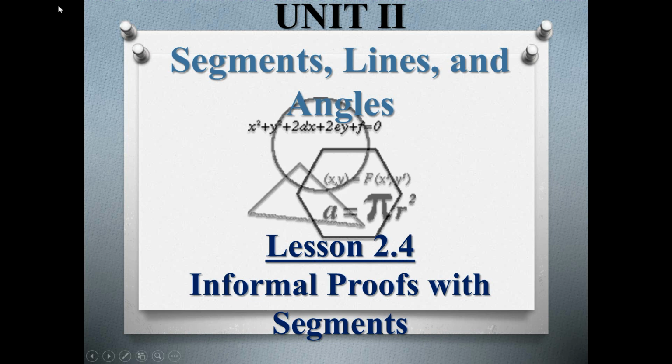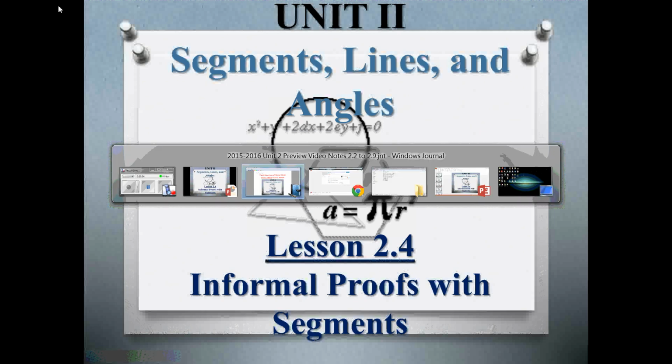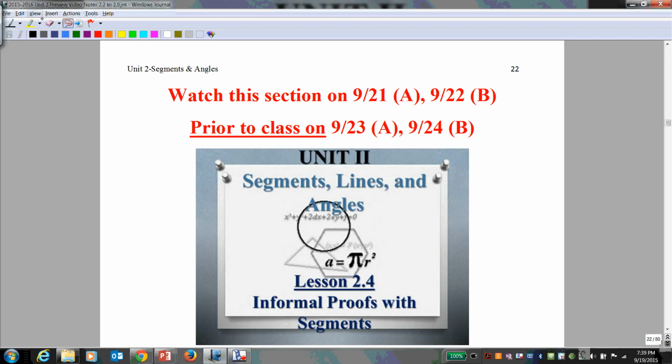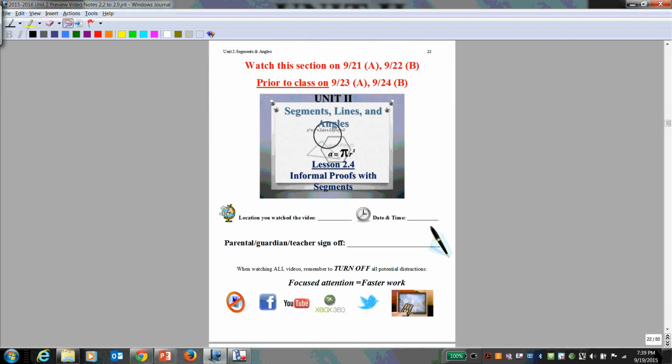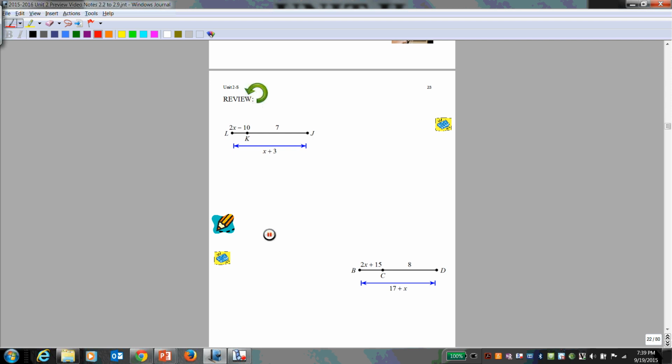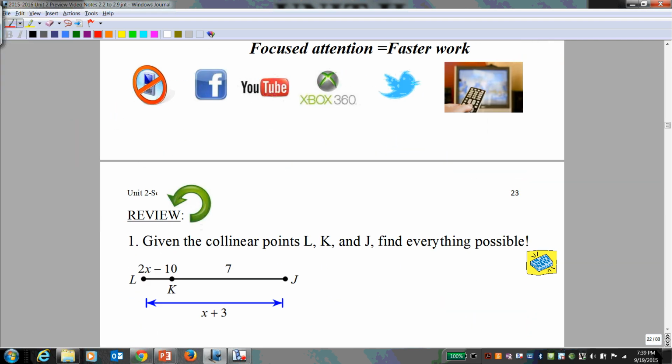Students, this is Unit 2, Segment Lines and Angles, Lesson 2.4, Informal Proofs with Segments. You're taking a look at this page right here, and you are recording your date, time, and location that you are doing this, as well as getting a parent or guardian sign off. So this page, you want to take a stab at this completely on your own.